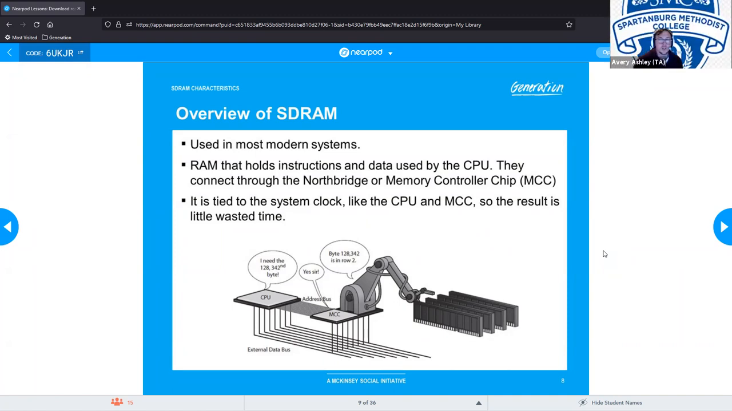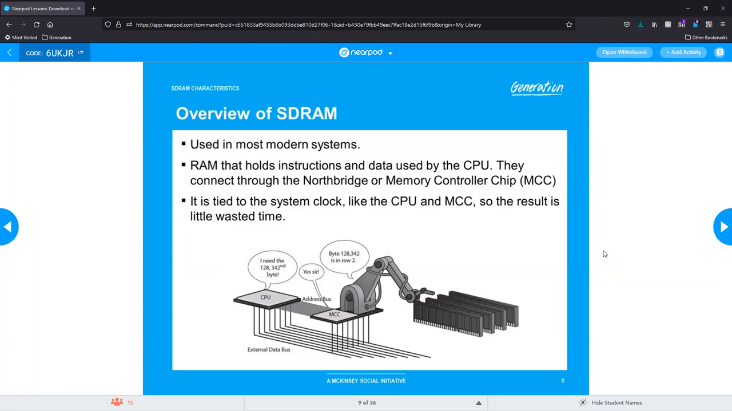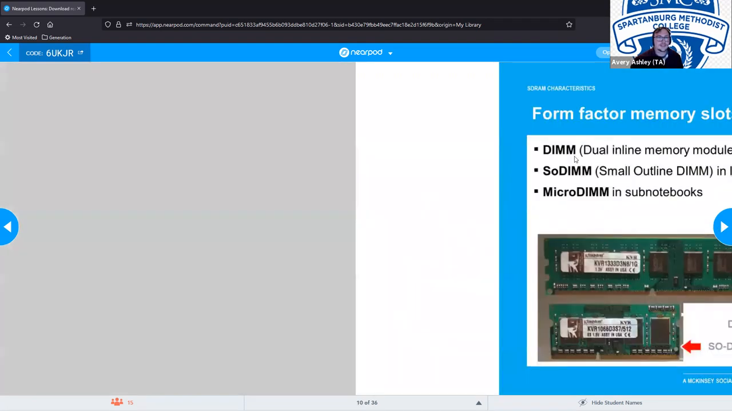Very good. SODIMMs are the, I guess, medium of the three that we talked about. Those are used for laptops. Romario, can you tell me what we're going to use for a desktop? DIMM. Yeah, nice. And Brittany, what will we use for our notebooks? A micro DIMM. Yep, awesome. Good job, guys.